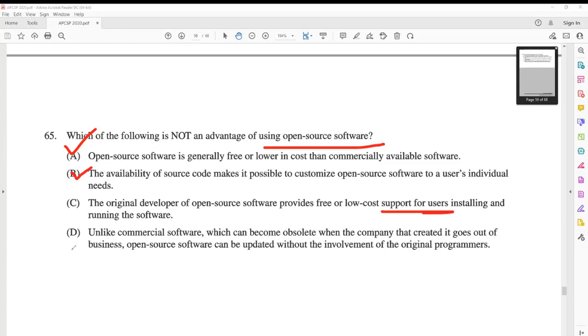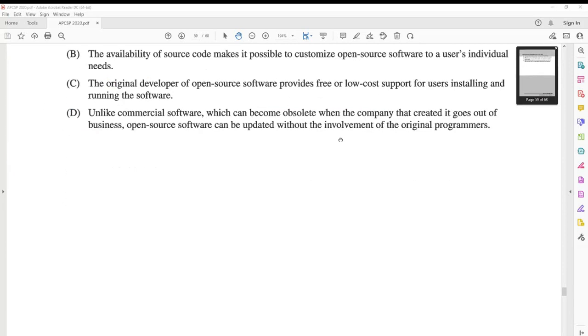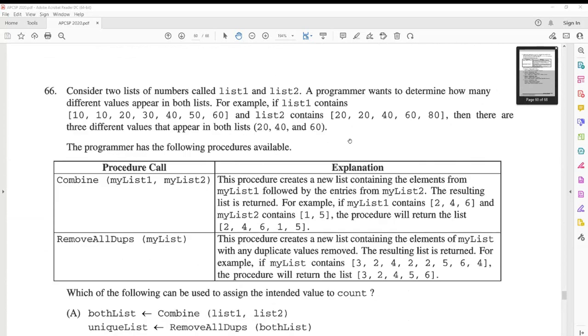No, they don't support you to install the software. So C is wrong. They do not need to support you for installation. They just give it to you for free. They don't actually support you for installation.